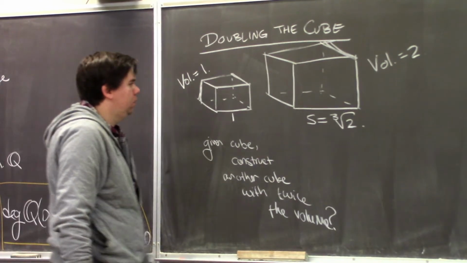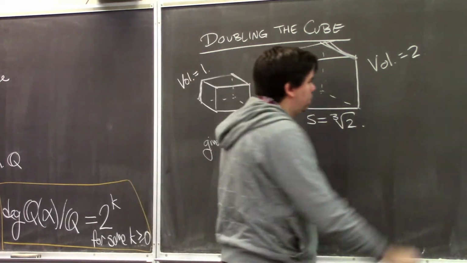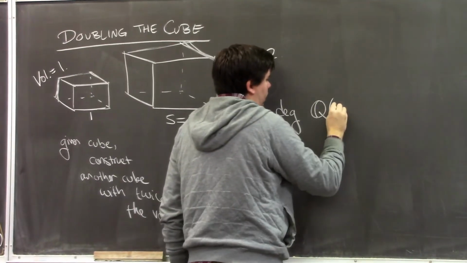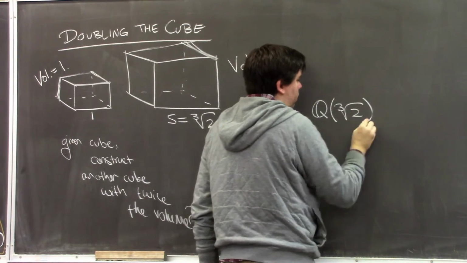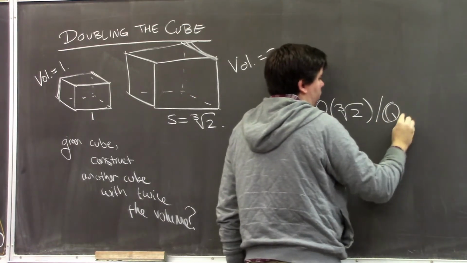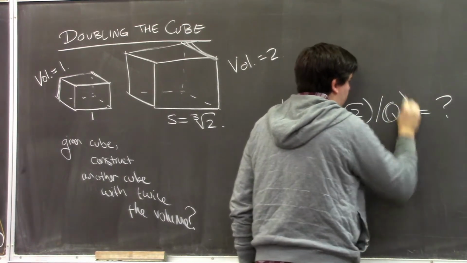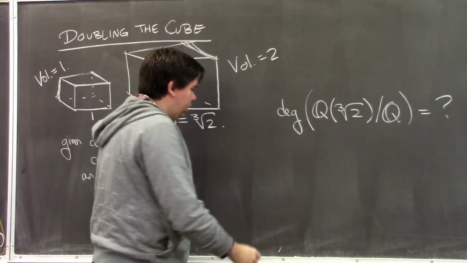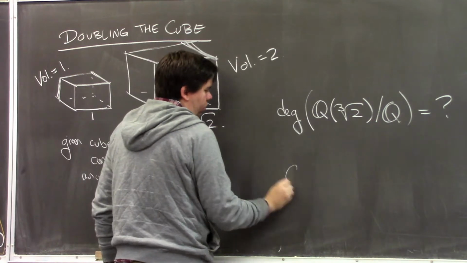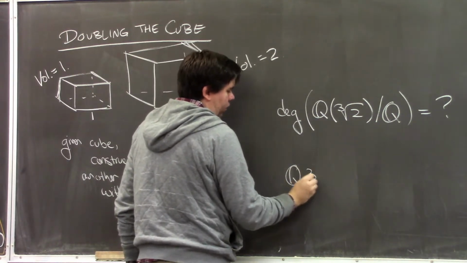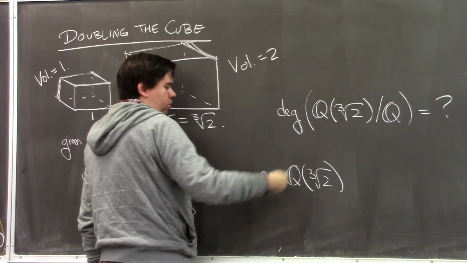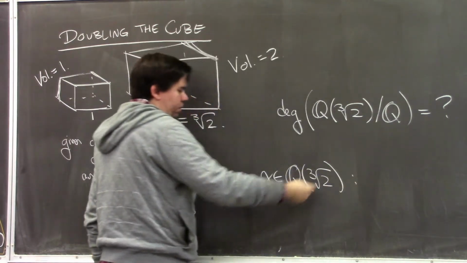Well, let's think about the cube root of 2. What is the degree of Q extended by the cube root of 2 over Q? What kinds of creatures live inside of Q extended by the cube root of 2? If x is in Q extended by the cube root of 2, what form does x have?